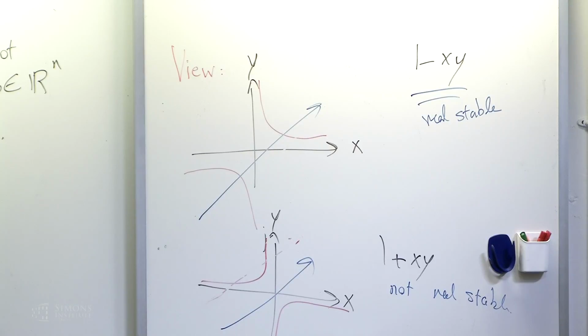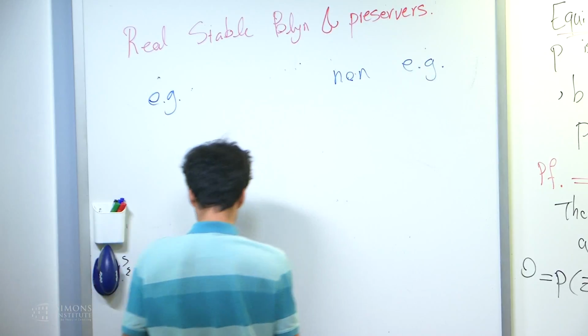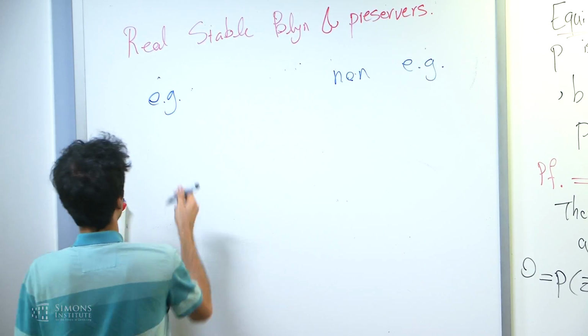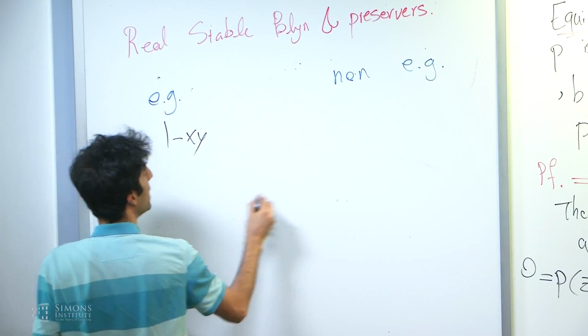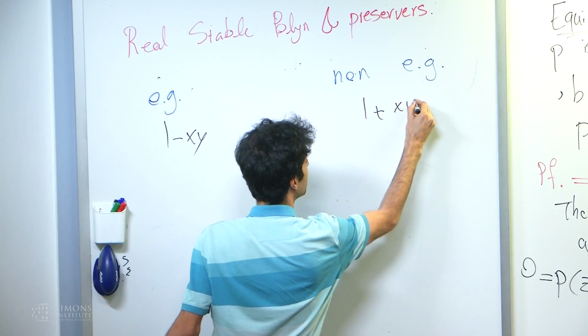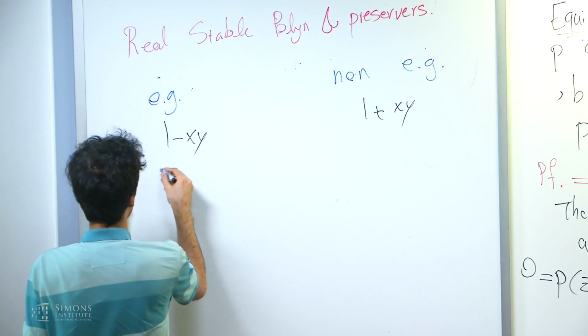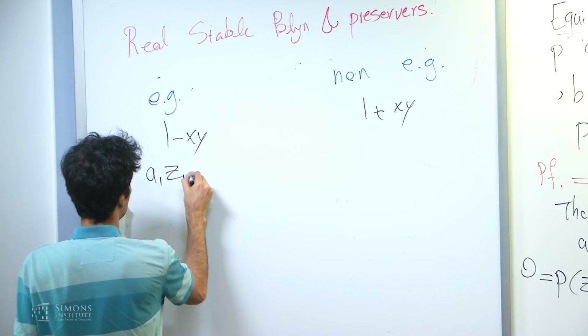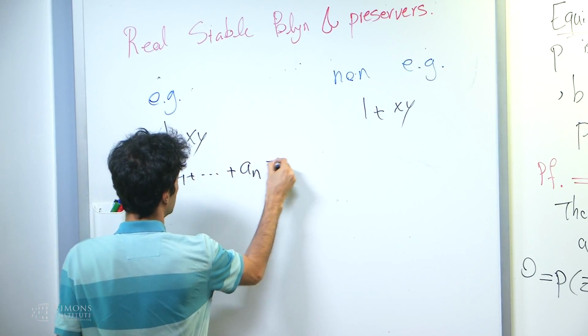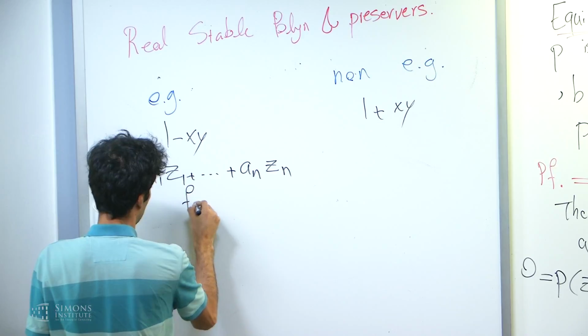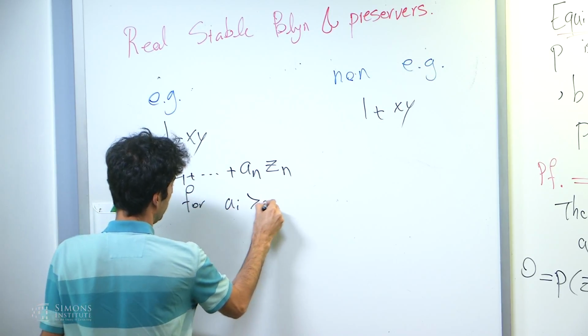So if not, I want to say some examples. So, example and non-example. We already saw 2. 1 minus xy is an example, and 1 plus xy is a non-example. Here's another one, a1 z1 plus dot dot dot plus an zn for ai positive.